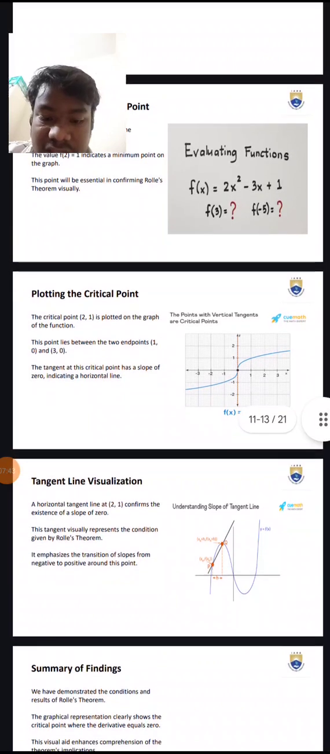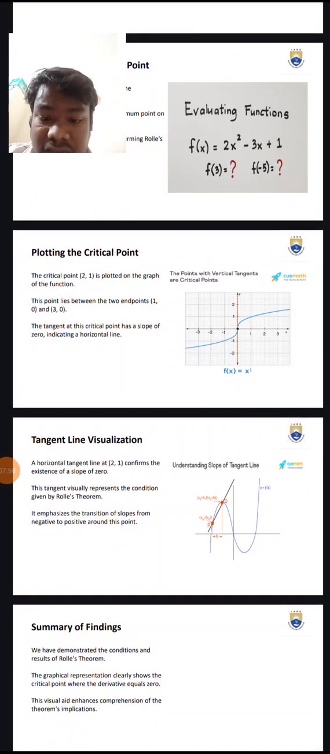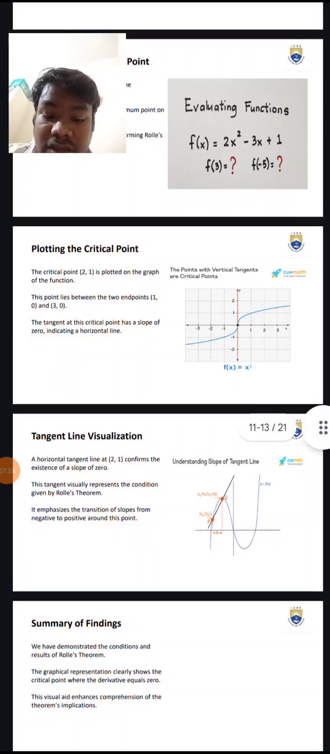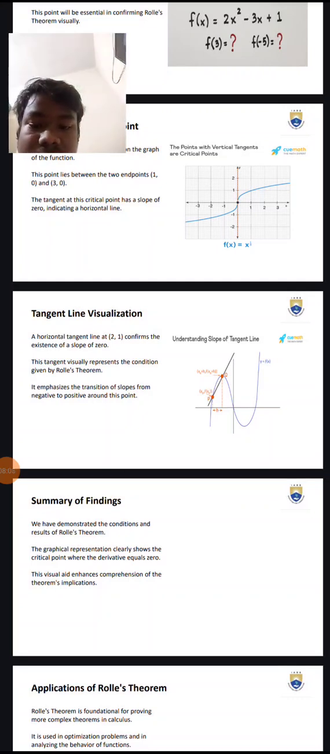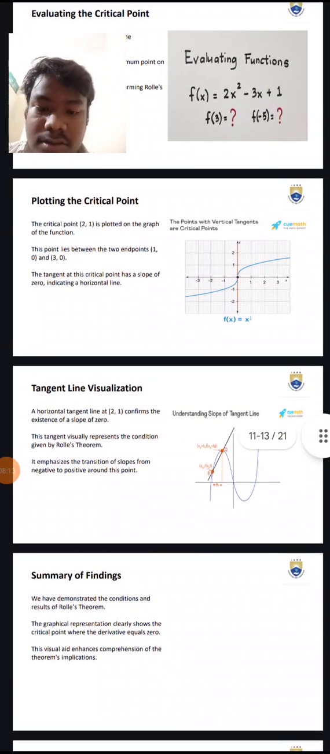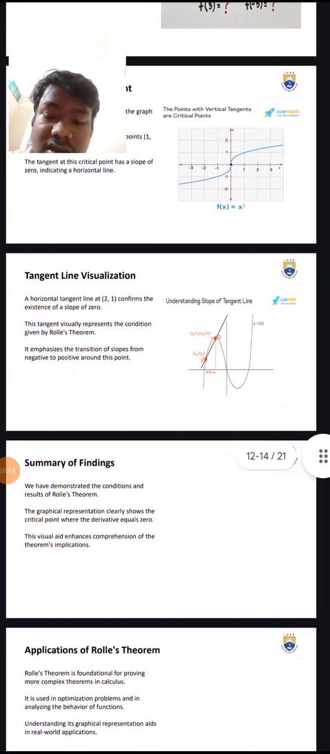Tangent line visualization. A horizontal tangent line at the critical point confirms the existence of a slope of 0. This tangent visually represents the condition given by Rolle's theorem. It emphasizes the transition of slopes from negative to positive around this point.